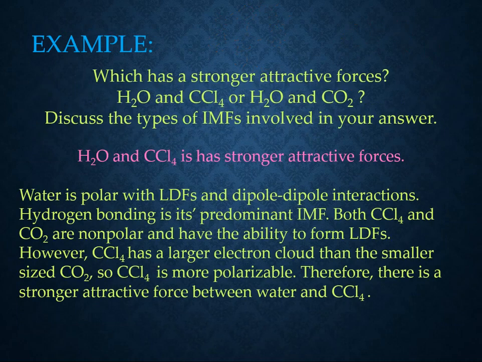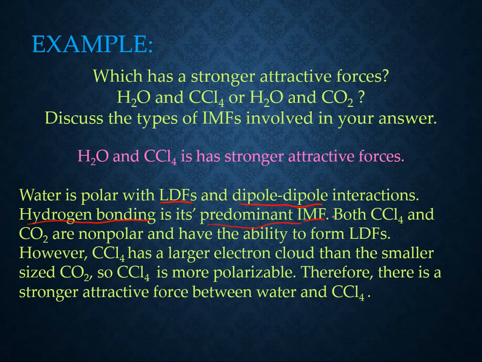Now, how do we explain this? Because we need to talk about IMFs in our answer here for both substances. Water is polar with LDFs and dipole-dipole interactions. We know this. It also has hydrogen bonding as its predominant IMF. So out of the 3, water has all 3. We haven't really gone into hydrogen bonding yet, but we will in just a minute. You've heard of it before, so it's basically a very hyper dipole-dipole type interaction. It's much stronger than that because the electronegativity difference is higher, but it is the predominant IMF, so hydrogen bonding is going to occur in the water.